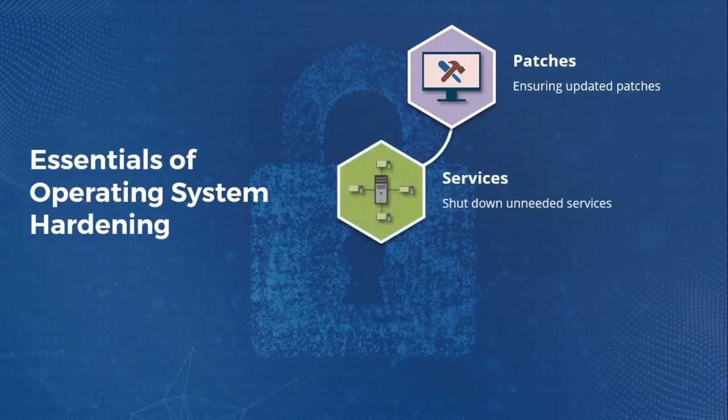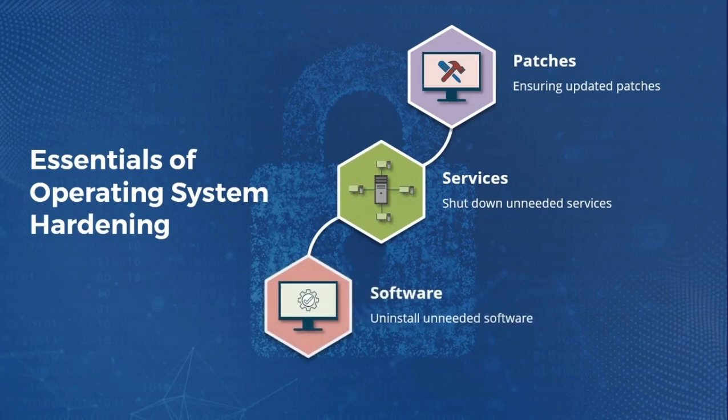Services. Bottom line is if you don't need it, turn it off. If you've got a Windows machine and you don't use remote desktop, turn it off. If you don't use remote access of any type, turn it off. Anything you don't use, turn it off. And because you've turned it off, it can't possibly be exploited.